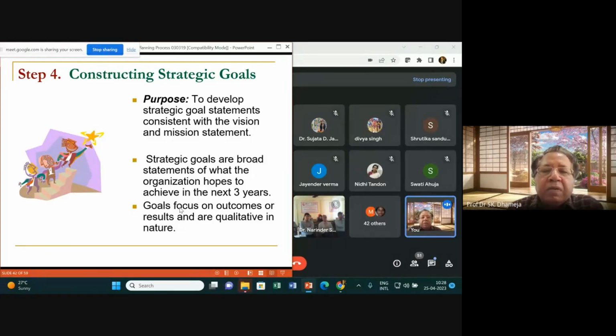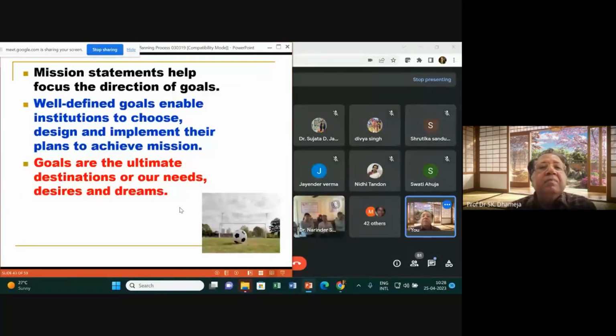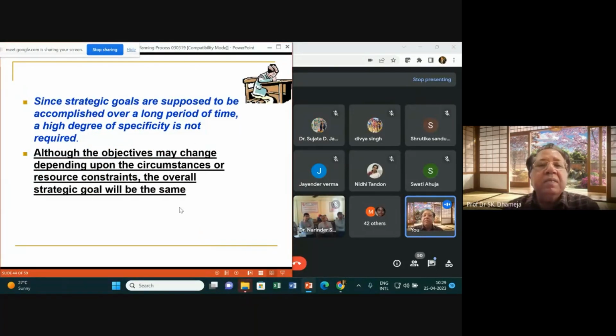Goals focus on the outcomes or the results and are qualitative in nature. Mission statements help focus the direction of the goals. Well-defined goals enable the institutions to choose, design, and implement their plans to achieve the mission. Goals are the ultimate destinations of our needs, desires, and dreams. Since strategic goals are supposed to be accomplished over a longer period of time, a high degree of specificity is not required. We keep them as general.